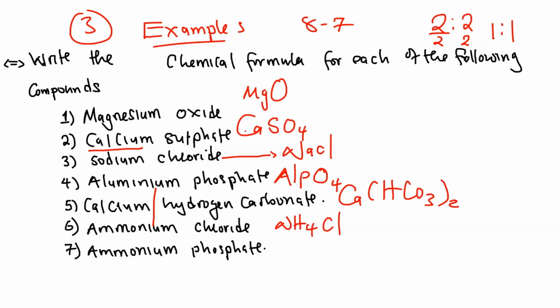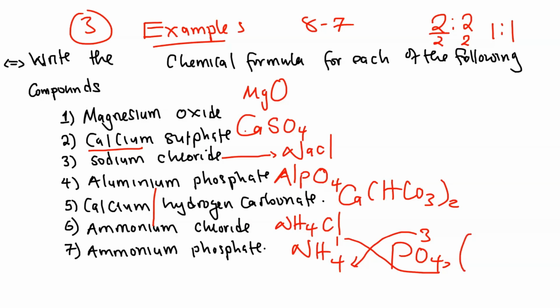Ammonium and phosphate. So ammonium is NH4. Then phosphate has a valence of 3, and ammonium has a valence of 1. So what are you going to do? You're going to swap these. This one will come here, and that one will come here. Now, since we have a number here, we cannot put a 3 here. You are going to put this one in brackets. So it's going to be like this.